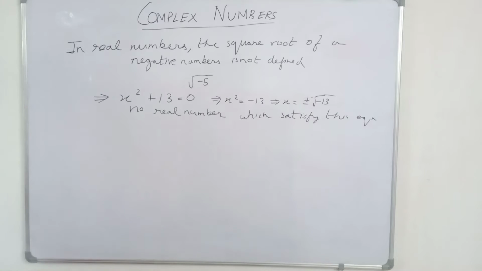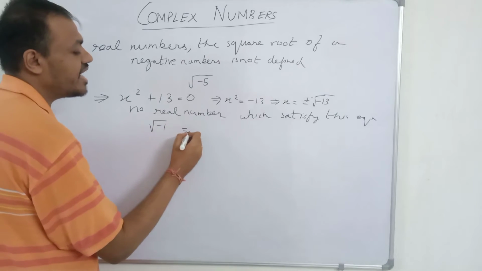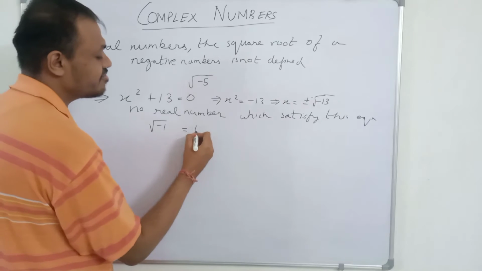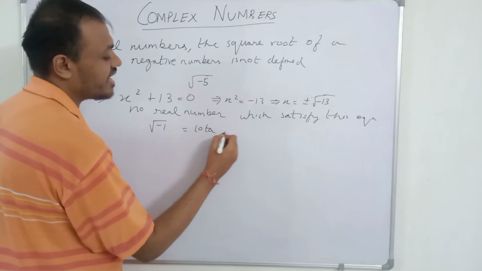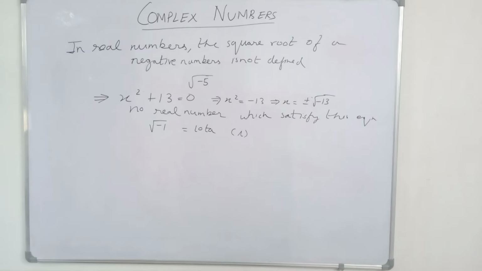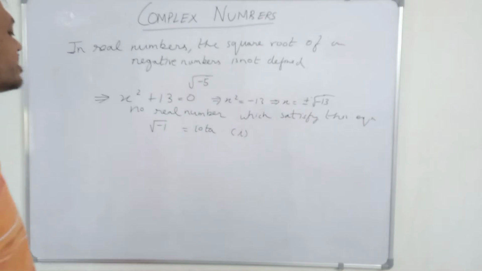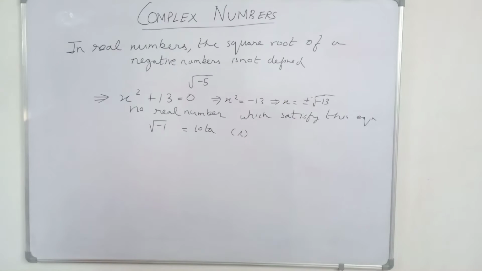So the complex number is defined as under root of minus 1 and it is called iota, and the symbol is small i. The small English alphabet i is the symbol for the complex number iota.